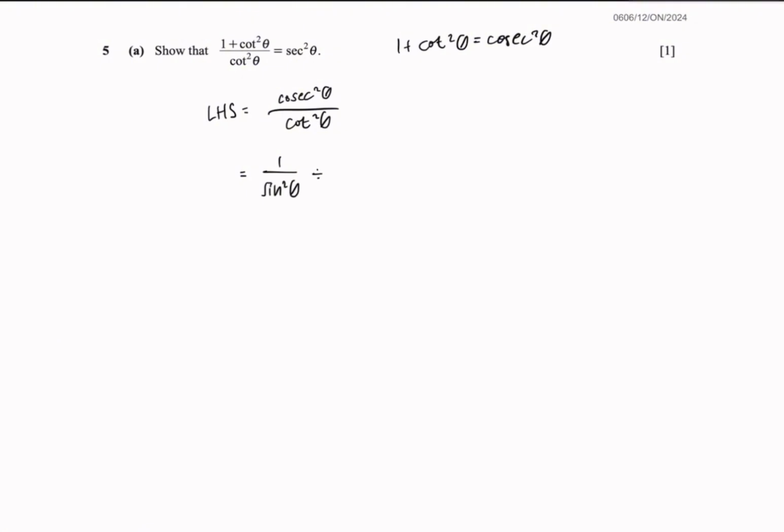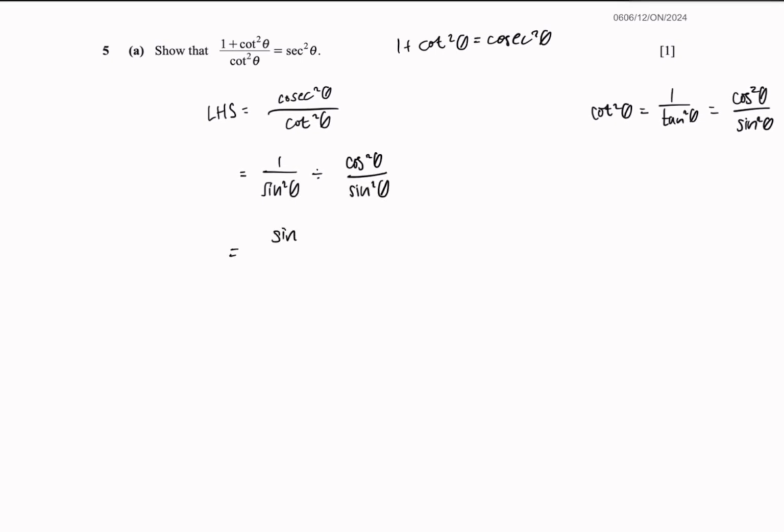And this is divided by cot squared theta. And cot theta is the inverse of tan theta, and tan theta is equal to sine over cos. So cot squared theta is equal to 1 over tan squared theta, which is equal to cos squared theta over sine squared theta. So we can write cos squared theta over sine squared theta here.